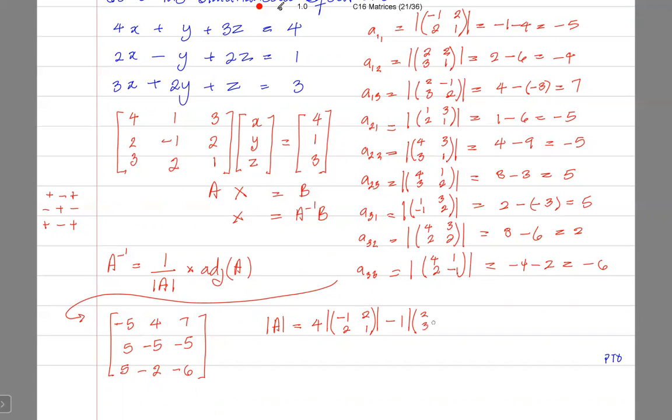minus 1 times the determinant of 2, 3, 2, 1, plus 3 times the determinant of 2, 3, minus 1, 2. So this is 4 into minus 1 minus 4, minus 1 into 2 minus 6, plus 3 into 4 minus 3.